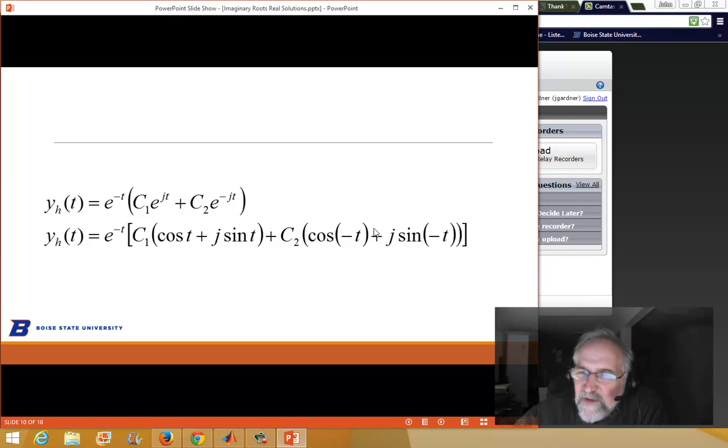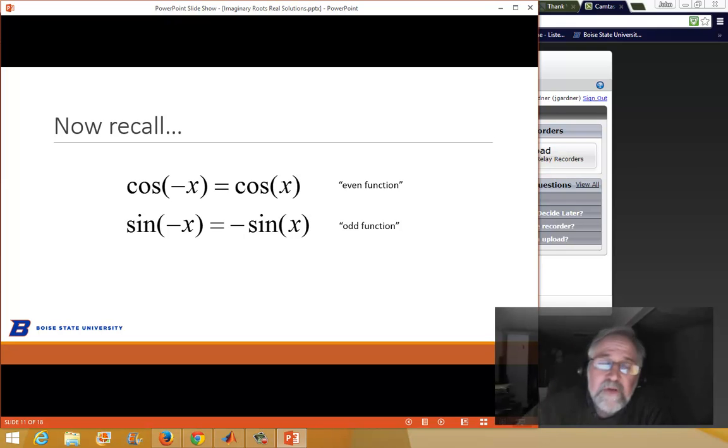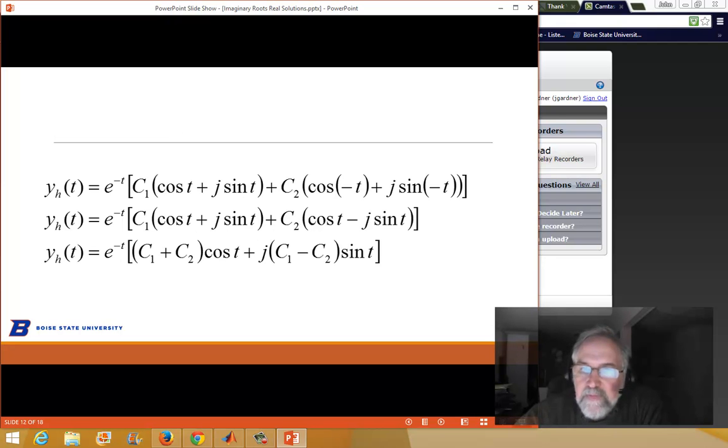First thing I want to do is get rid of these minus signs inside the arguments of these sines and cosines, and we'll just recall two characteristics of sines and cosines. One is that cosine of minus x is equal to cosine of x. That's because cosine is an even function. And you'll recall that sine is an odd function, which means the sine of minus x is equal to minus the sine of x. Okay, so that's where we were before. We apply that even and odd to this, and we get this middle line here. This is looking better. Now we've got all cosines and sines of t.